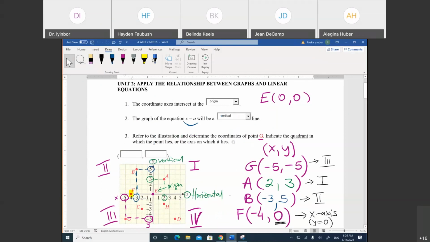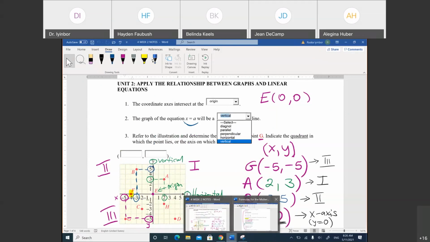Vertical line. Good job. Okay, do you know what parallel and perpendicular mean? Parallel, they never cross each other. Perpendicular is like X and Y, a 90-degree angle. Horizontal and vertical. And the term diagonal you use, for example, in a square, when you connect two opposite angles, that gives you a diagonal in a rectangle or square. So the answer here is vertical.